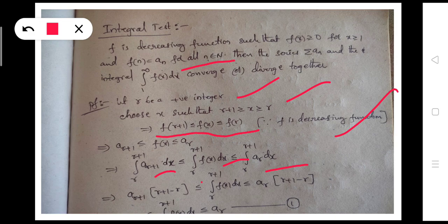Here what are the upper and lower limits? r+1 and r. So (r+1) minus r is less than or equal to integral r to r+1 of f(x) dx, written the same as above, is less than or equal to a(r) into integration of dx, that is x. Substitute the upper and lower limits in x, that is (r+1) minus r. We got r minus r gets cancelled. Here also r minus r gets cancelled. Continue next slide.